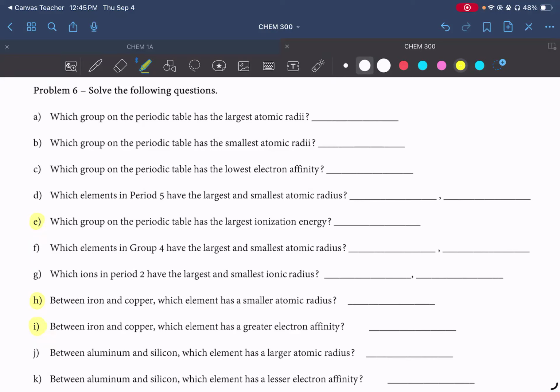In about 2 minutes, I'll work through the questions. You are encouraged to collaborate with your classmates, work together. Another 30 seconds.